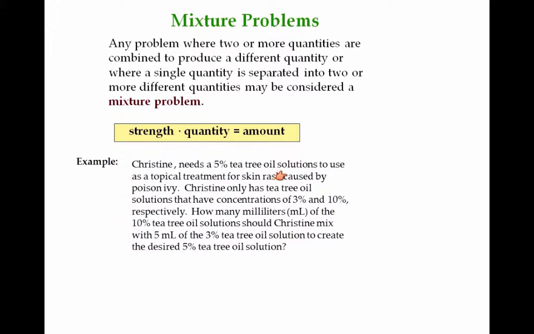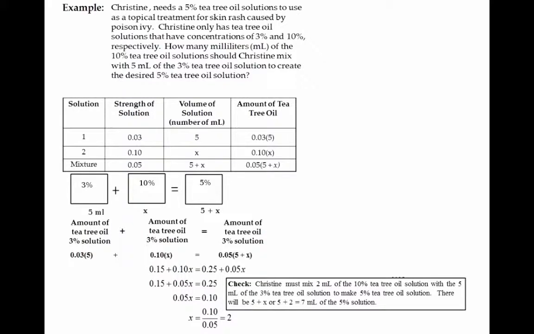Christine needs a 5% tea tree oil solution to use as a topical treatment for skin rash caused by poison ivy. Christine only has tea tree oil solutions with concentrations of 3% and 10%. How many milliliters of the 10% tea tree oil solution should Christine mix with 5 milliliters of 3% tea tree oil solution to create the desired 5% tea tree oil solution? So we read the question here.